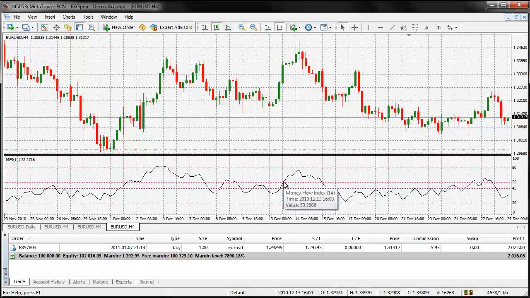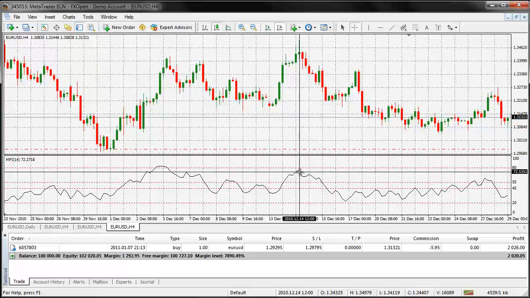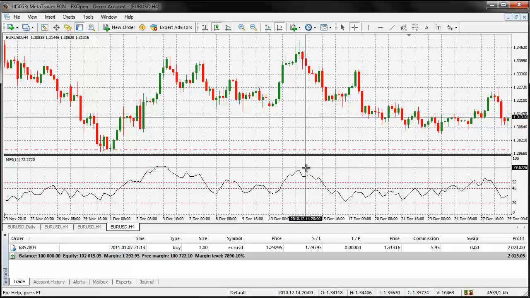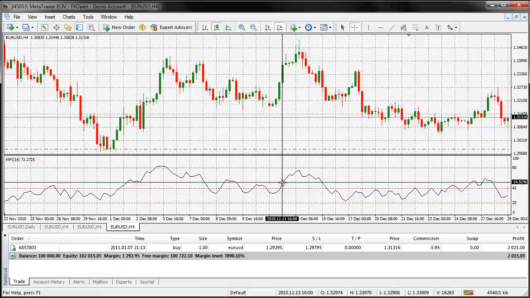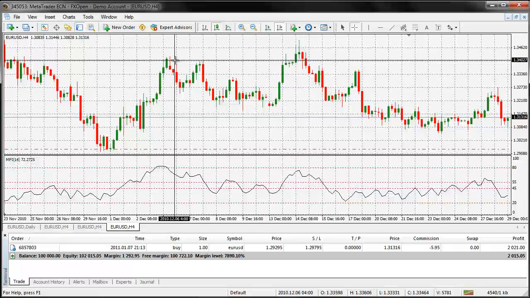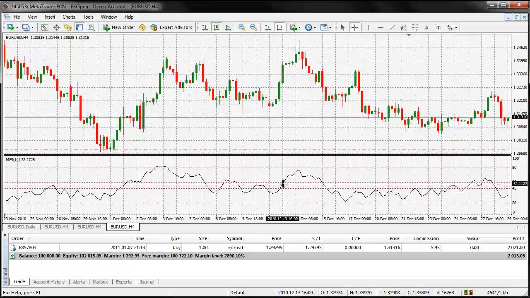Here is a buy signal right here. Now the market doesn't actually go up as high as 80, so now we're going to have to use a little bit of common sense. All right, and we're going to have to start targeting areas of its previous highs.